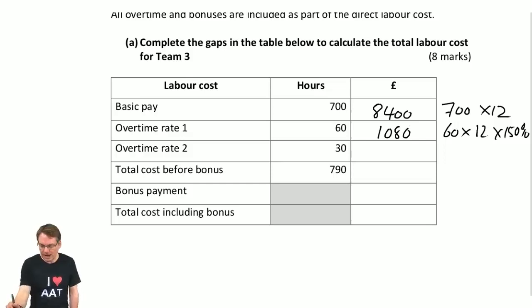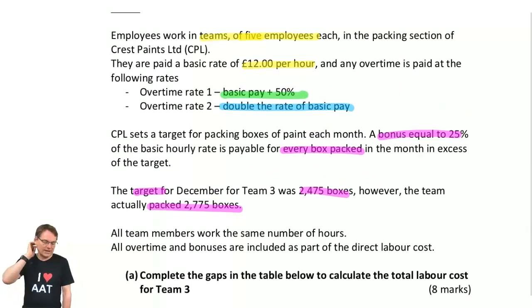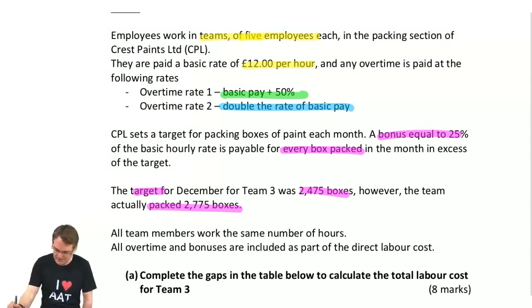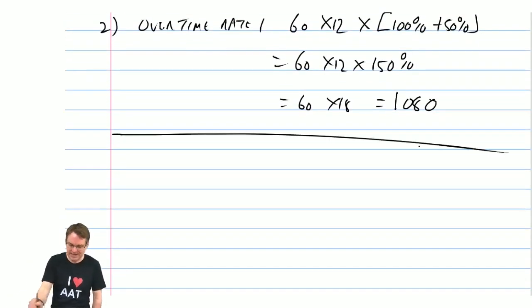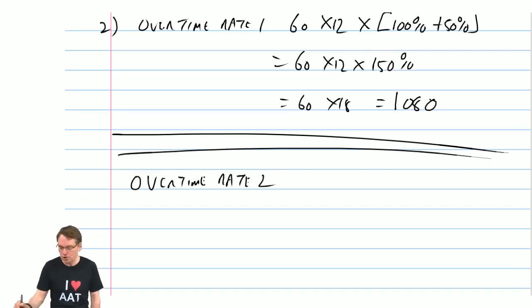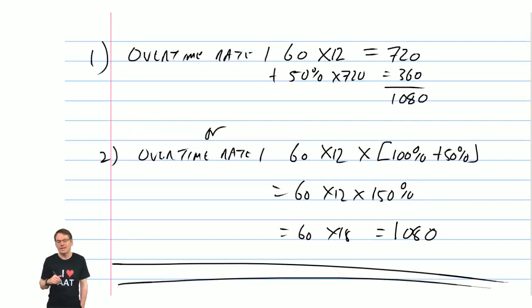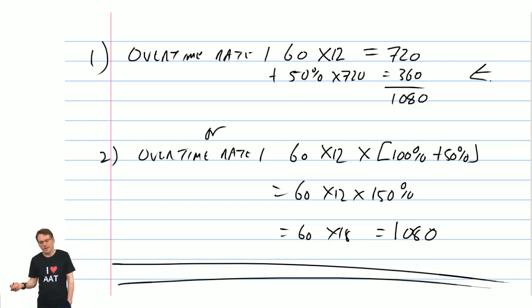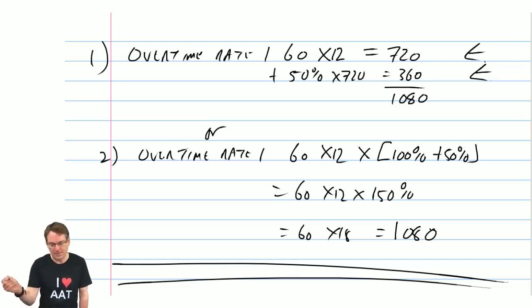Right, we now have overtime rate 2. Overtime rate 2 is double the rate of basic pay. Now this one, I think, to a certain extent, is more obvious. And strangely enough, people will get this one correct and they'll get overtime rate 1 wrong. What a lot of students do wrong with overtime rate 1 is they look at the extra that you're being paid. So in other words, with overtime rate 1, what a lot of people will do is they'll just look at the 360 and they'll forget that you actually still need to pay them their basic wages as well. So a lot of people look at the extra bit, the premium bit, and forget about the basic bit. Yep. So we're not going to make that mistake.